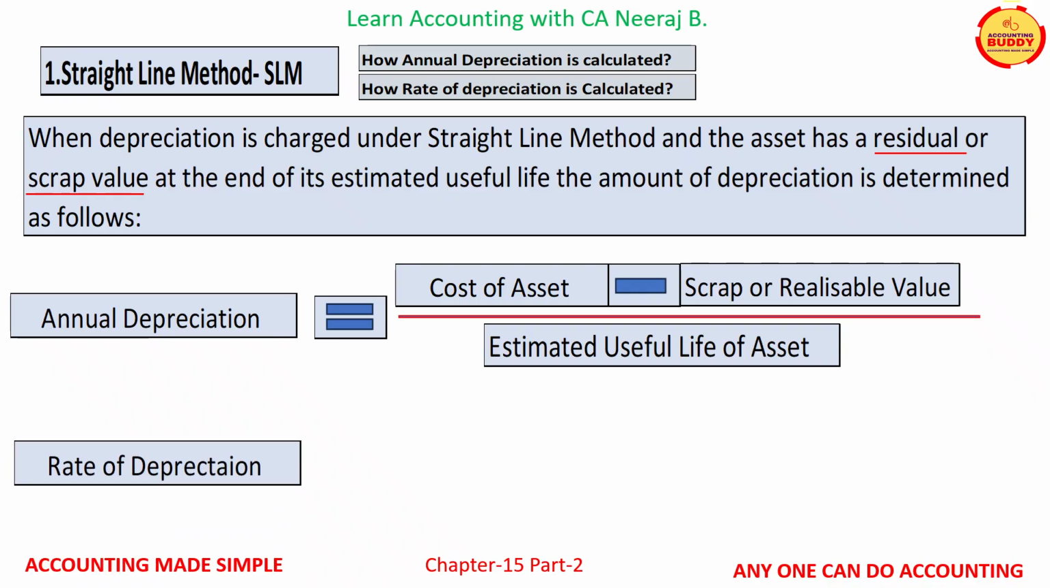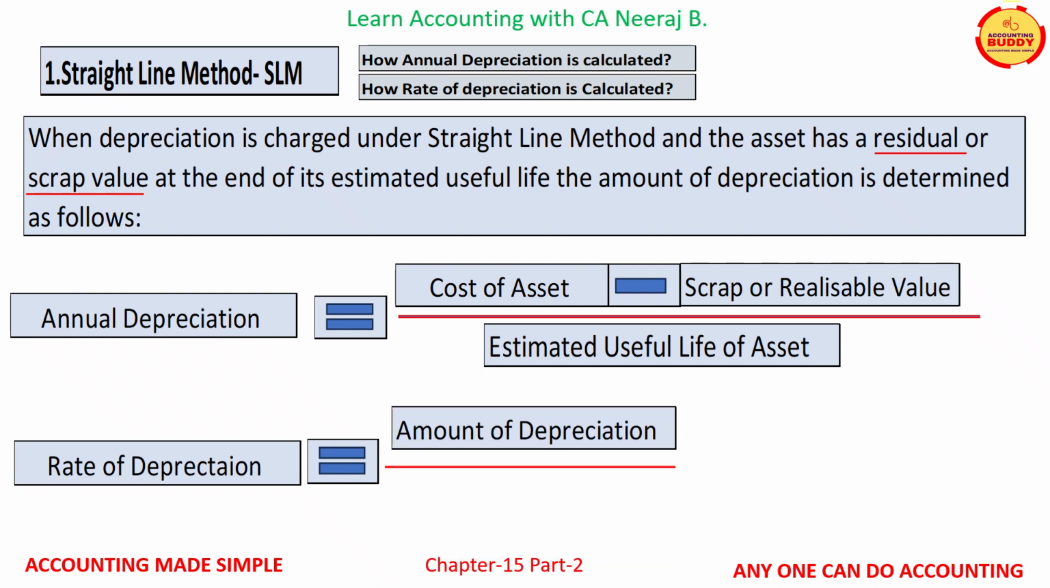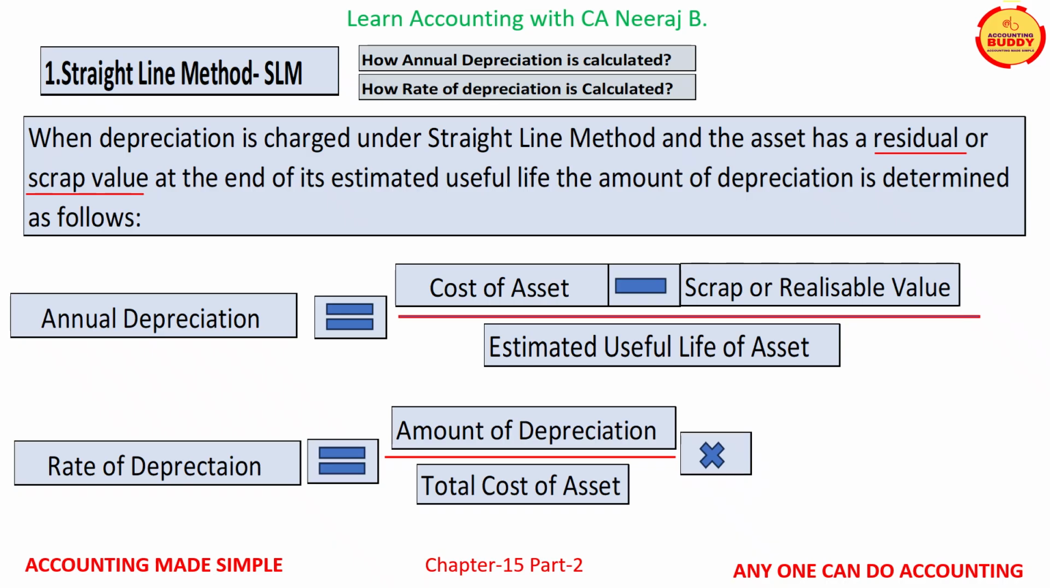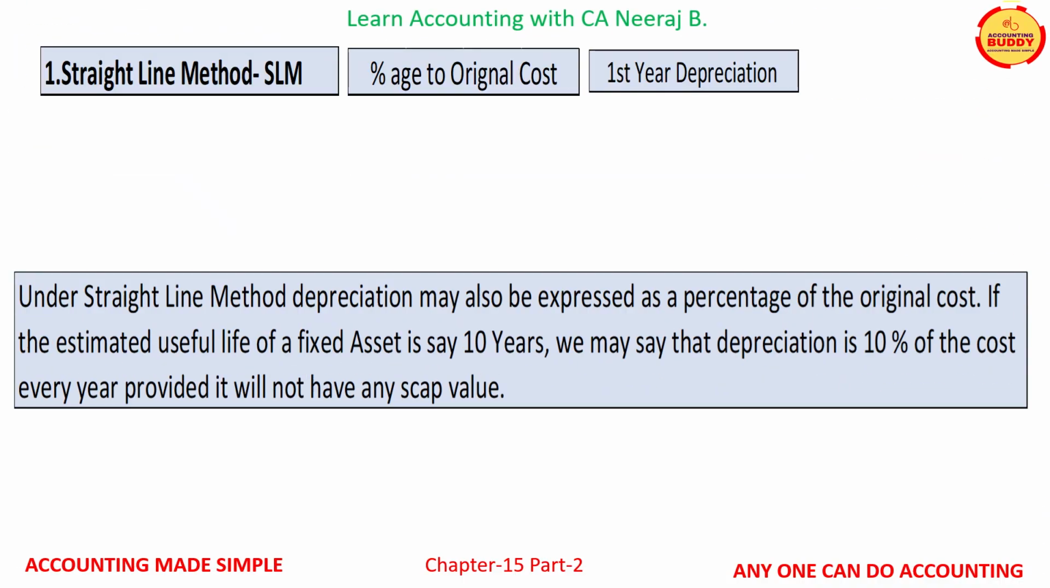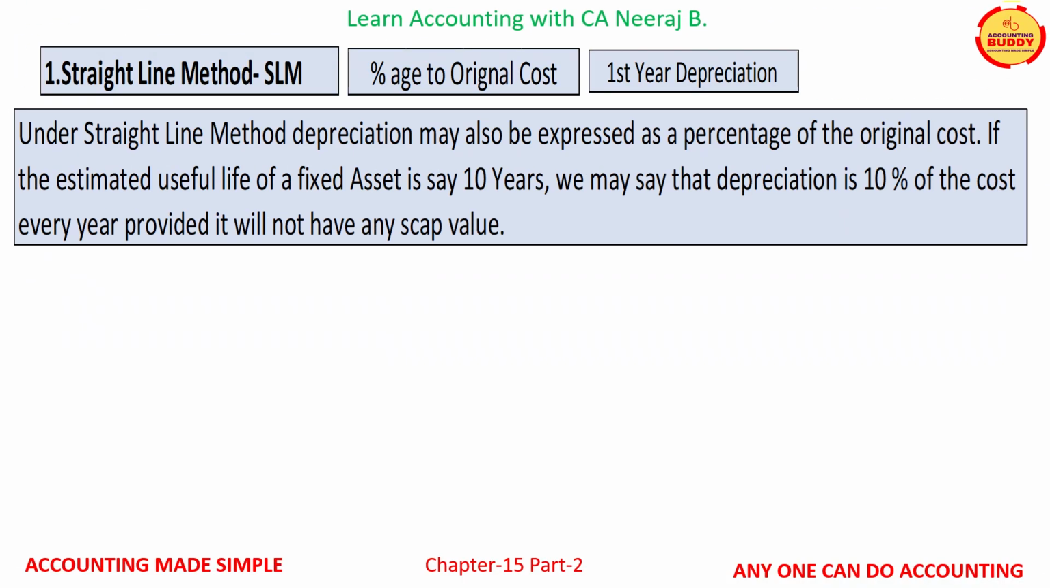Rate of depreciation under the straight line method is equal to the annual depreciation divided by total cost of the asset and multiplied by 100, and that will give the percentage rate of depreciation. Under straight line method, depreciation may be expressed as a percentage of the original cost.